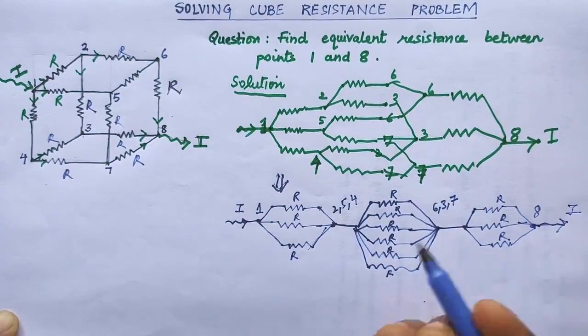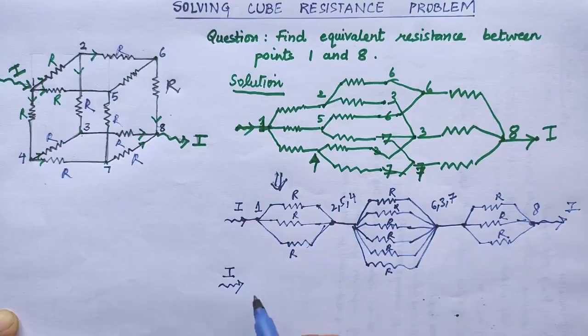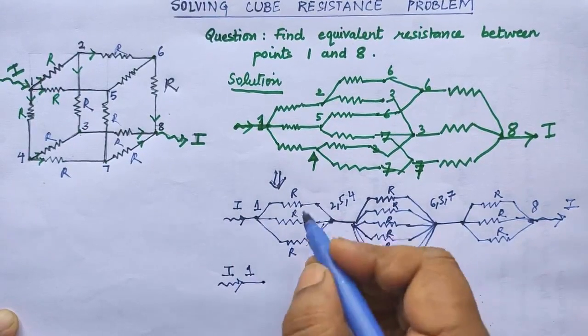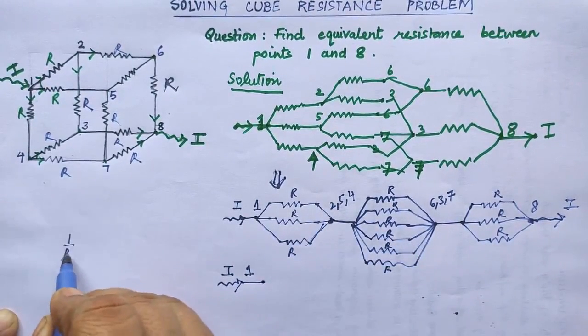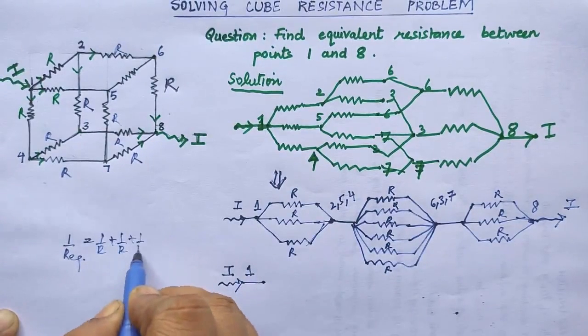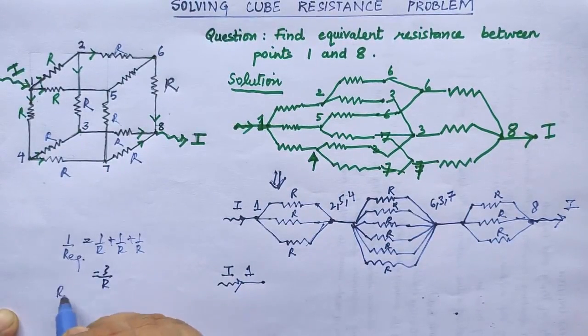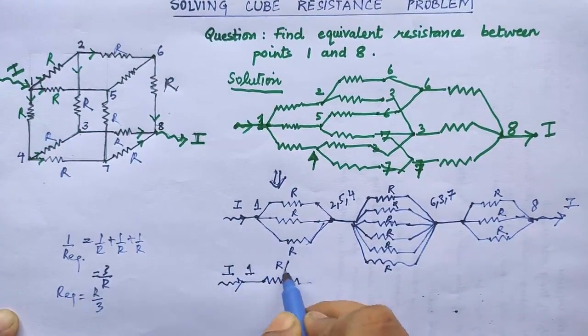Now it's easy to solve. See, current I, this is the symbol for current, it is not resistance. Current I is flowing in. It reaches point 1 and we have one equivalent resistance here. They are in parallel, so 1 by R plus 1 by R plus 1 by R. That makes it 3 upon R. So R equivalent is equal to R by 3. So I will write one resistance having value R upon 3.